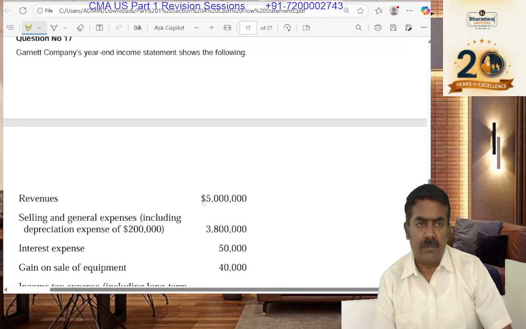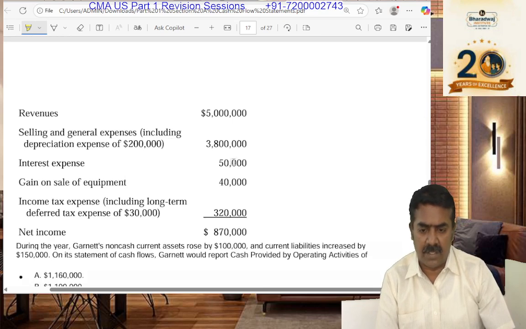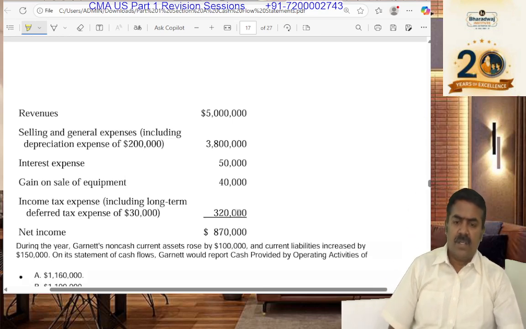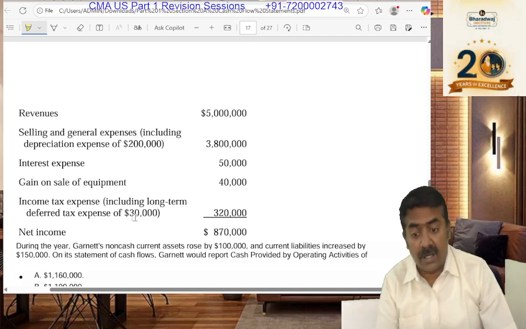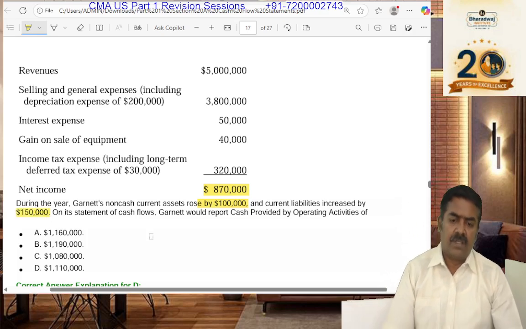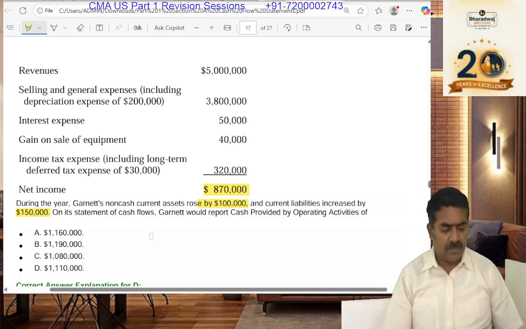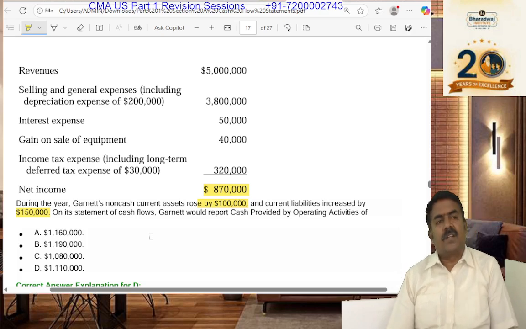Next. Interest. Garnet Company year-end income statement showing the following: revenue, selling expenses, interest expenses, gain on selling equipment, income tax expense, including long-term deferred tax expense, and net income are given. Current assets increased by 1000, current liability increased by what? 1,50,000. Okay. What will be the operating activity they ask? Try it.